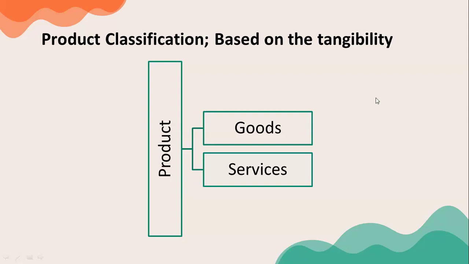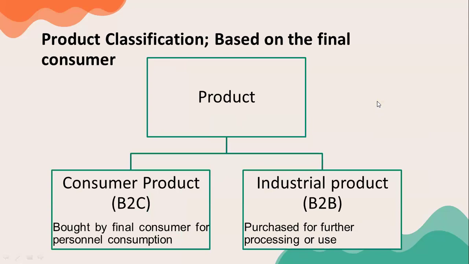Then again, you can classify the products based on their final consumer. So who is the one who finally consumes the product? අන්තිමට product එක consume කරන්නේ කවුද කියන එක මත we classify products into 2. That is consumer product and industrial product. Or else we say B2C products and B2B products.